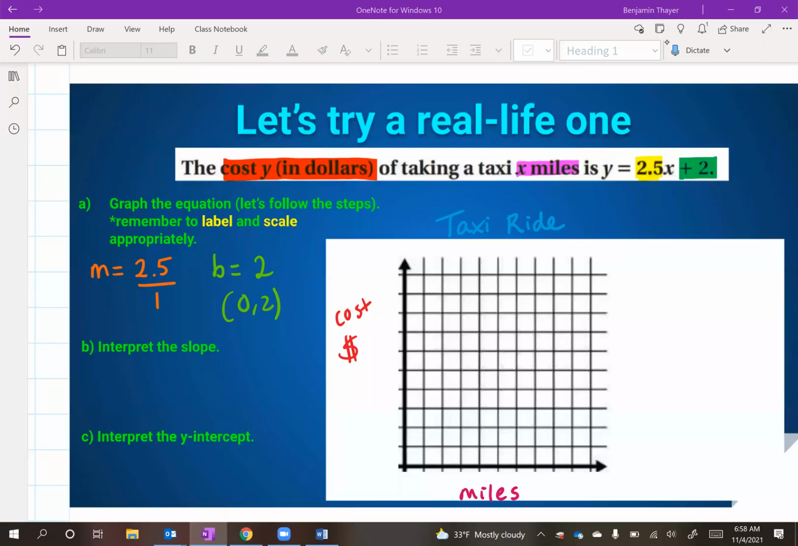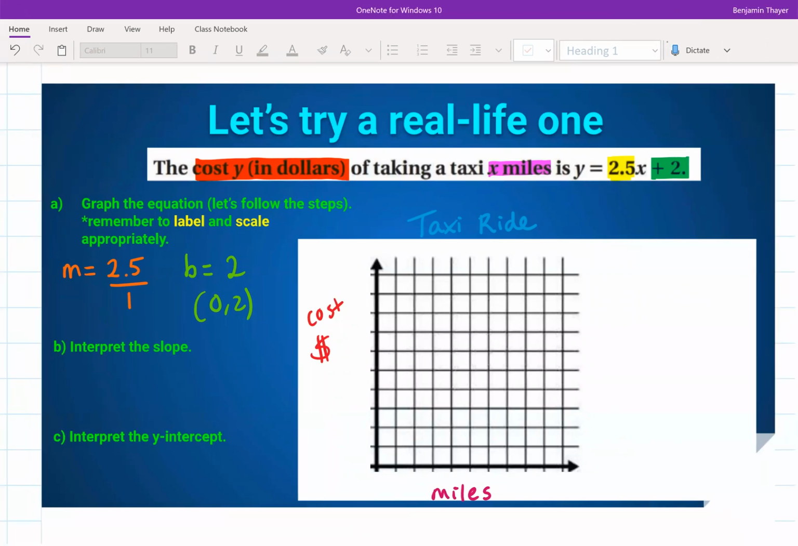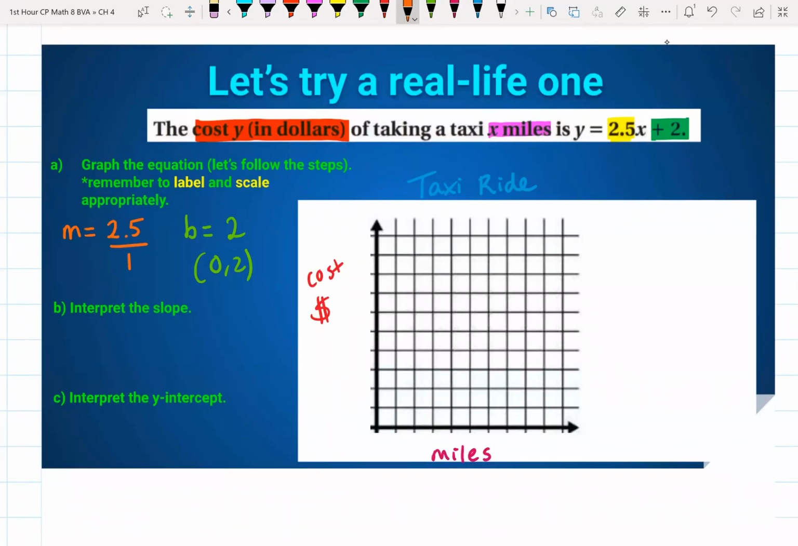All right, here's our final example, and it's a real life one. So you're going on a taxi ride, and as you read this problem, notice I've highlighted what the y variable represents and what the x variable represents, and then you should see those titles on the y-axis and x-axis. You've got your equation, you know the slope, you know the y-intercept, so you write them down. Next up, we need to plot this graph. So we'll plot our y-intercept.